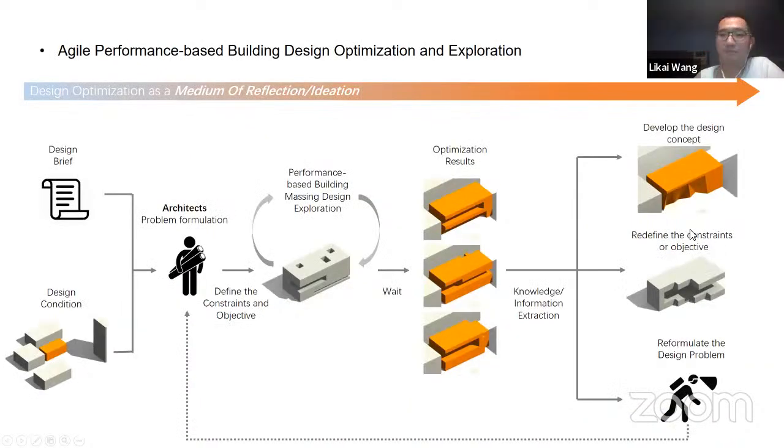So here is a recap of the whole design process of using EvoMass. The architects first try to understand the design brief and the design condition, formulate the design problem, run the optimization and get the result, then try to understand the performance implications in the optimization result, and develop the design based on the optimization result, or try to reformulate the design problem.